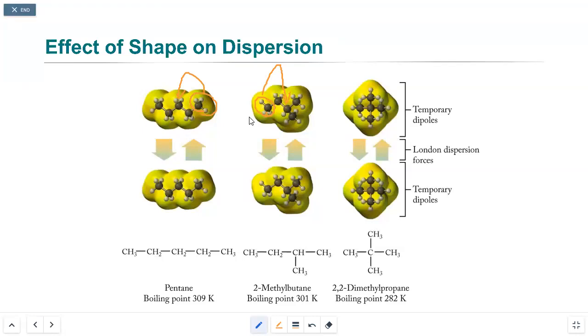All 3 of these have the same molecular formula. It's the shape that is dictating the boiling point difference. And this one that is the most clustered, most spherical, also has the least available surface area, and the boiling point really drops down by almost 20 degrees between the middle and the last.